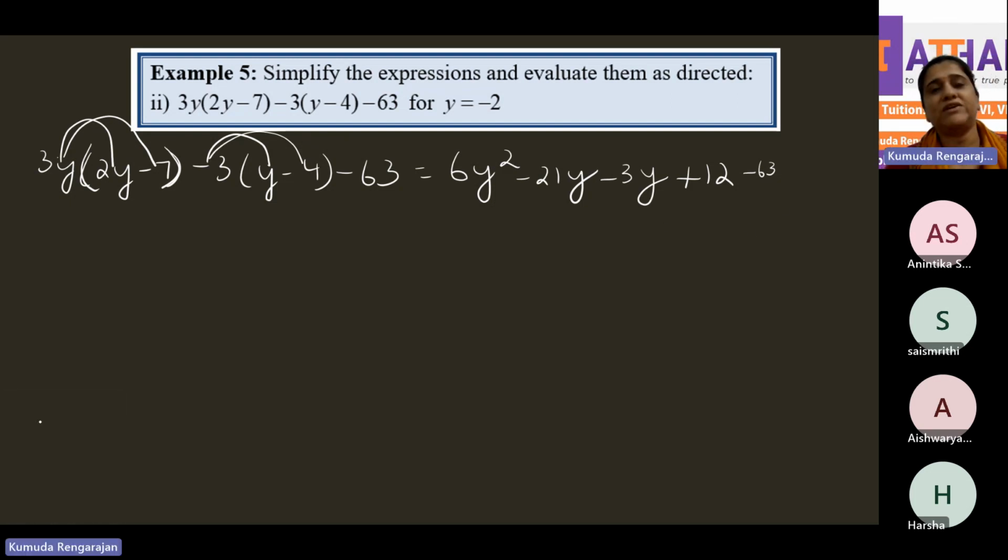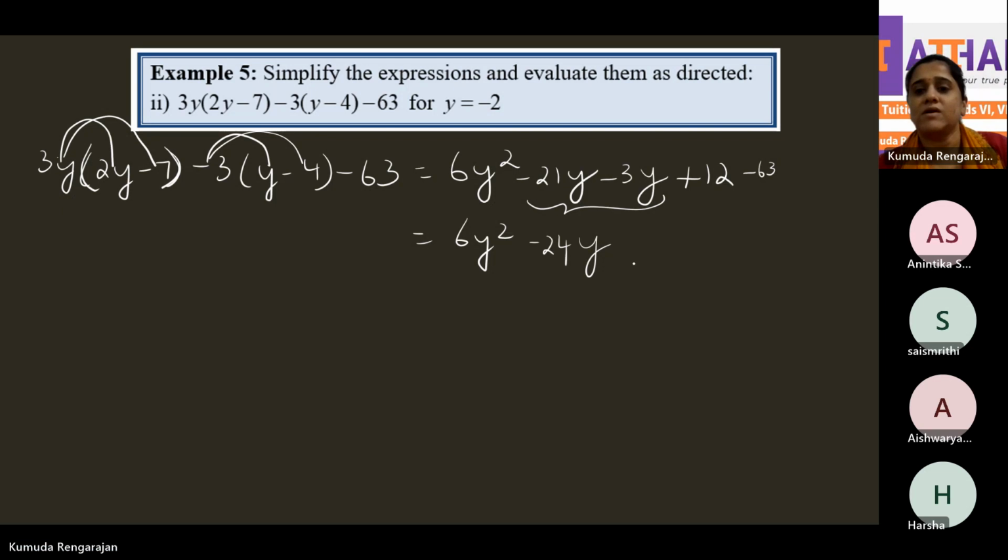Now, further simplification must be done if there are like terms. Yeah, there are like terms, no? 6y squared minus 21y minus 3y. Minus 21 minus 3 is minus 24y. Plus 12 minus 63, so minus 51. So we have simplified. Now we have simplified because we had like terms, so we had to do one more step.